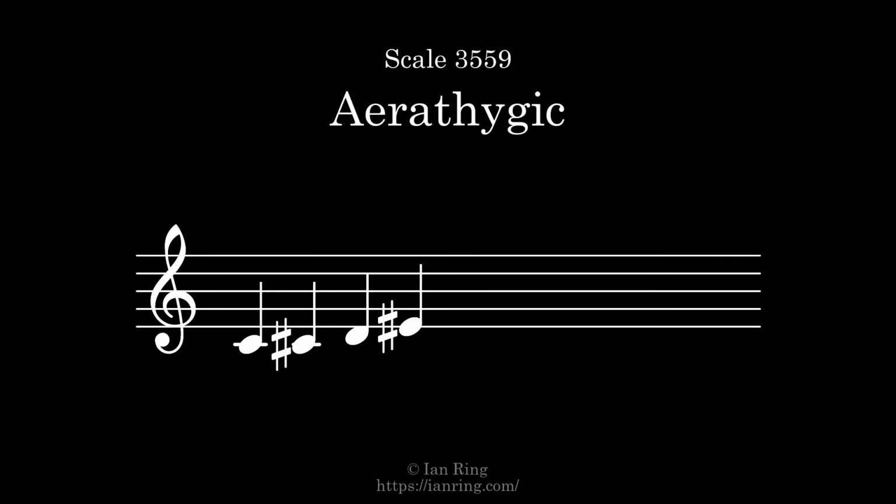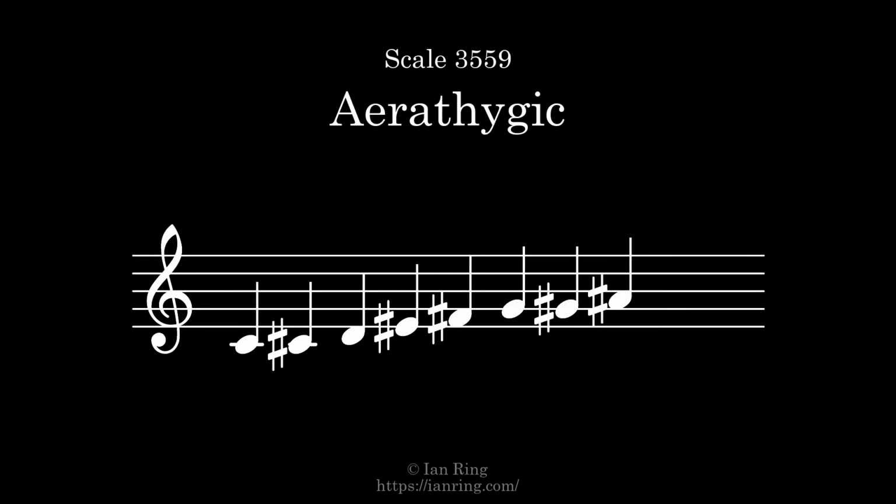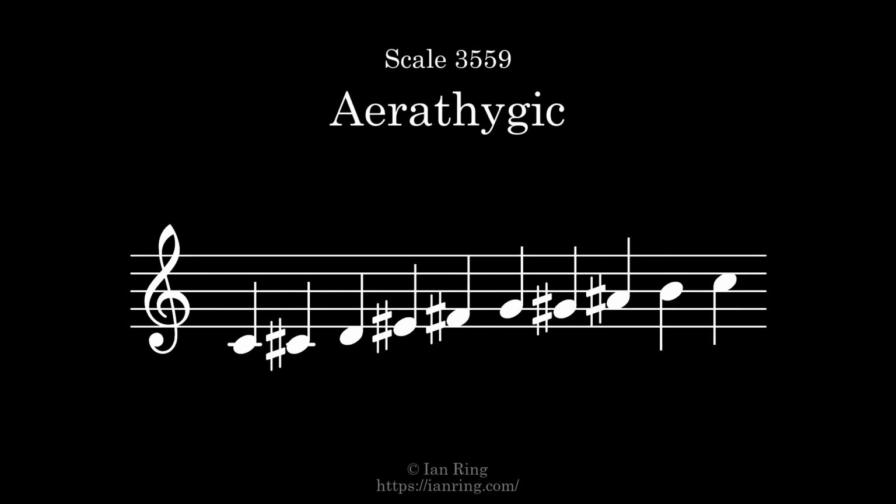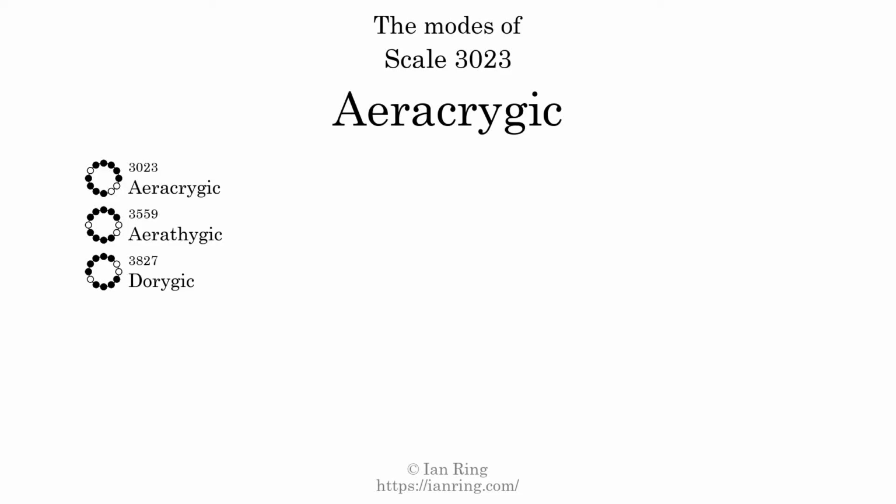This scale has 9 modes. The first mode is itself. The second mode is scale 3559, also known as Aeracrygic. It sounds like this. The third mode is scale 3827, also known as Dorigic. It sounds like this.